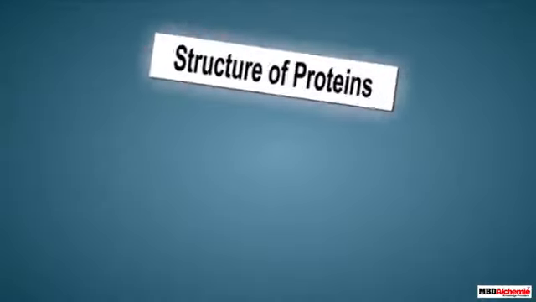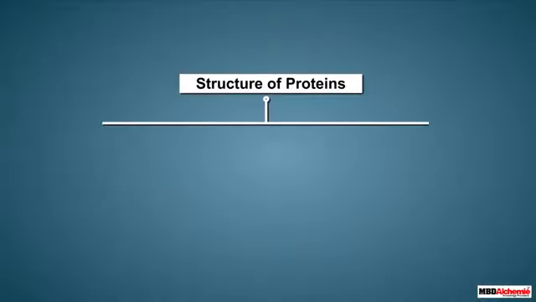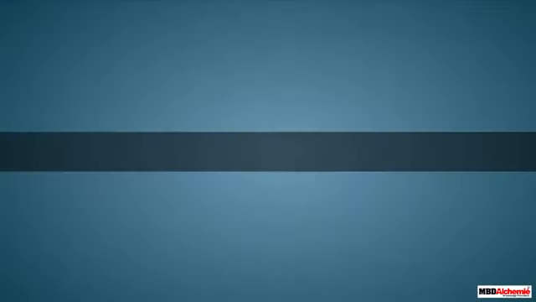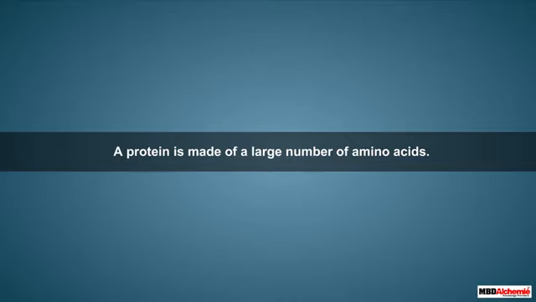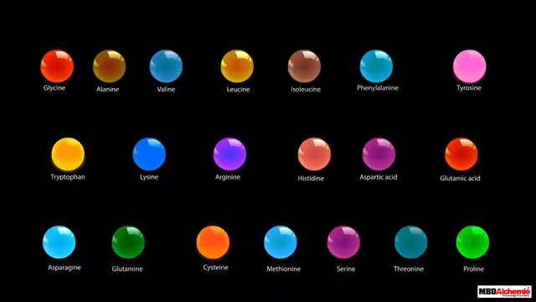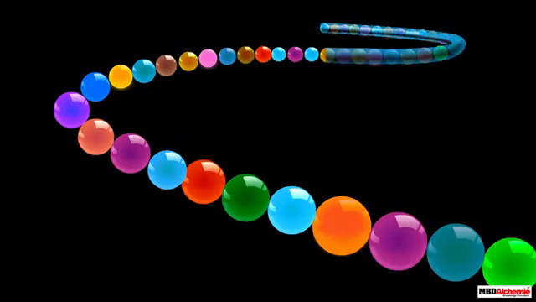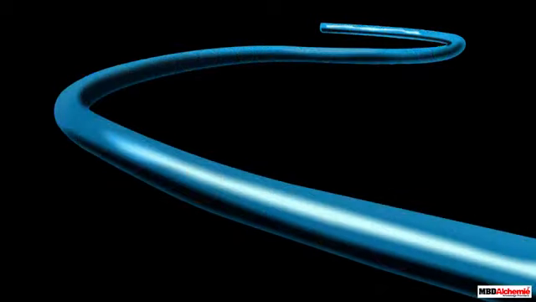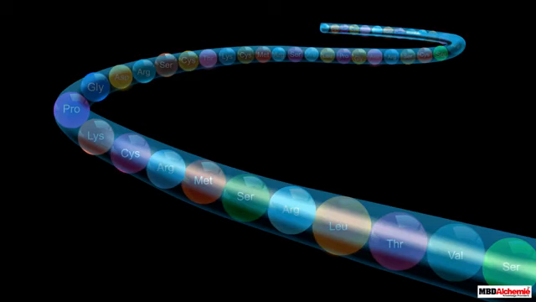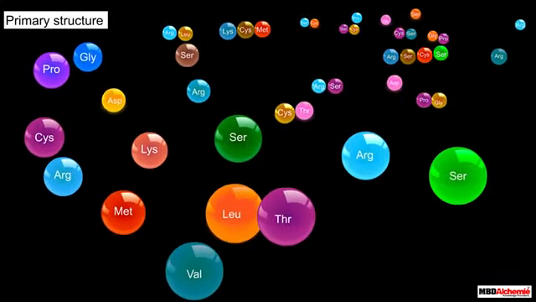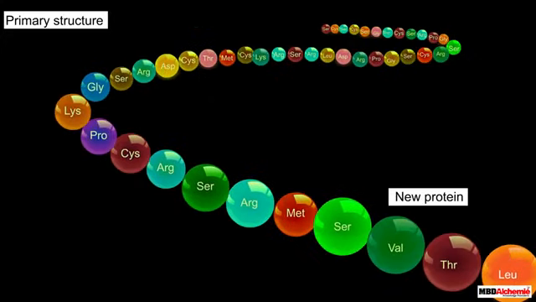We can study the structure of proteins in 4 different levels, that is, primary, secondary, tertiary, and quaternary structure of proteins. As we already know, a protein is made of a large number of amino acids. Although there are only 20 amino acids, these amino acids link together in different sequences, giving rise to different polypeptide chains. The sequence of amino acids in a polypeptide chain of a protein is called its primary structure. If the sequence of these amino acids is changed, a new protein gets formed.